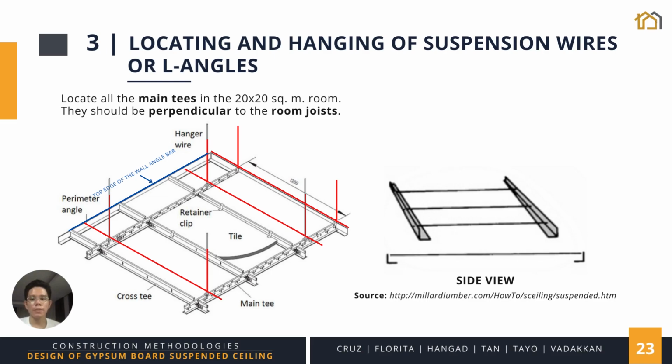Once all the other fixtures are placed, we can now locate the supporting elements of the ceiling. First, we locate the main tees in the room since they will be supported by the wires or angles. We can do this by stretching a tight line from the top edge of the perimeter angle on all sides of the room at each position which the main tees are to be placed. It should be noted that the main tees should be perpendicular to the room joists.